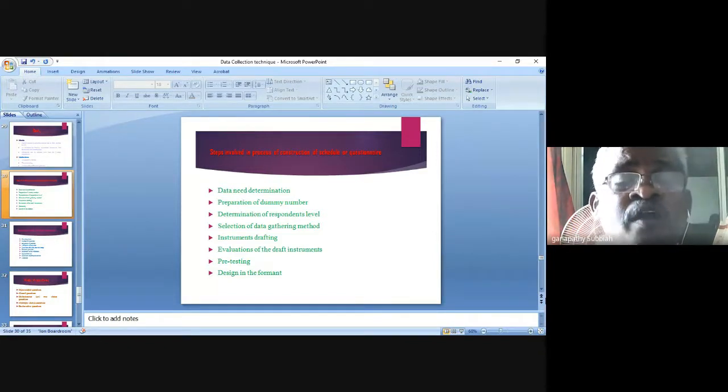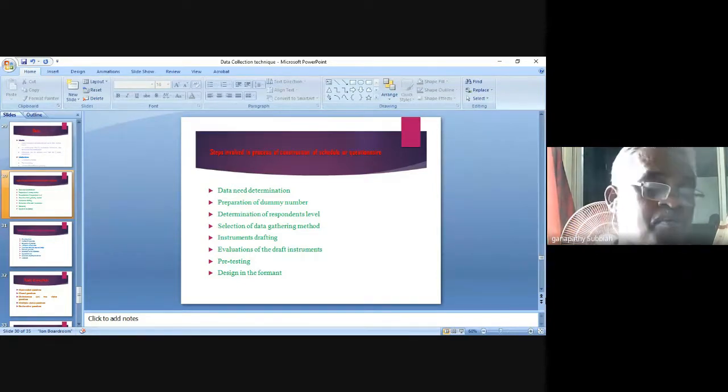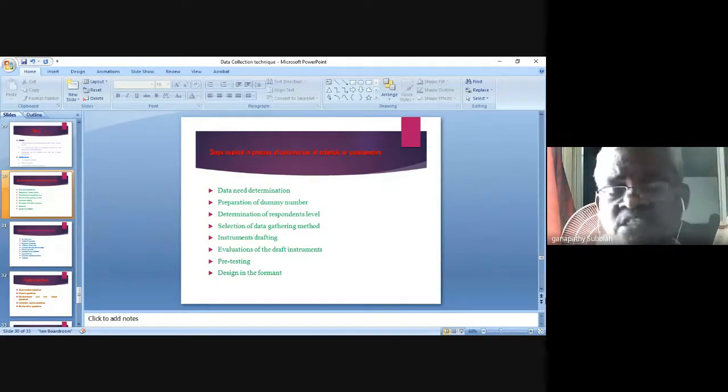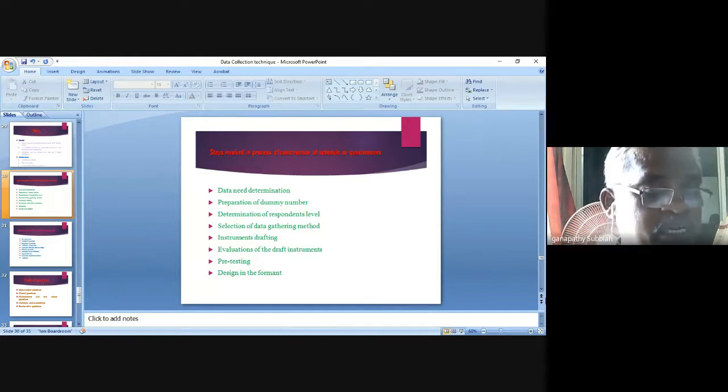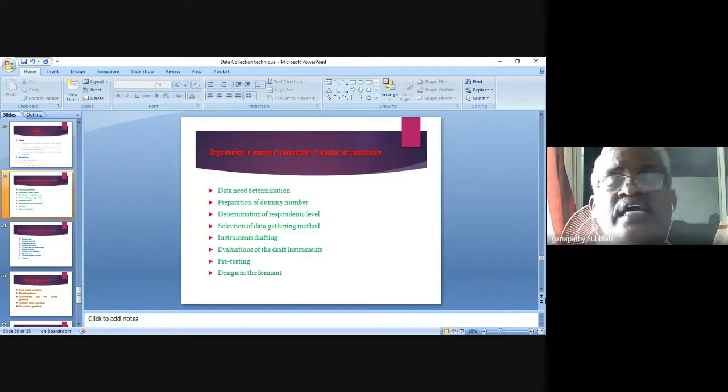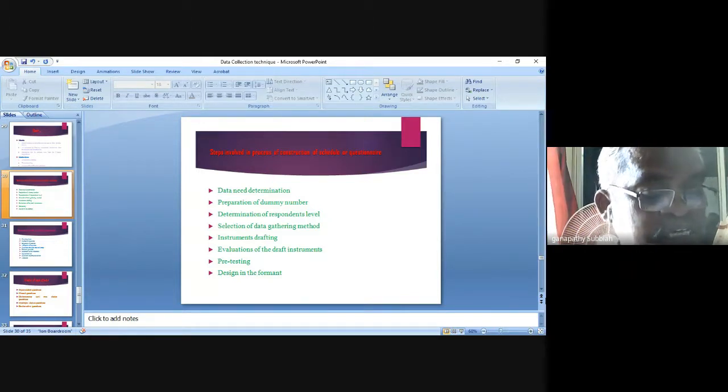Then the second point to be taken into account by the researcher is the preparation of dummy tables. The best way to ensure these requirements is to develop dummy tables in which the data gathered is displayed. That is another important point to be taken into account by the researcher.